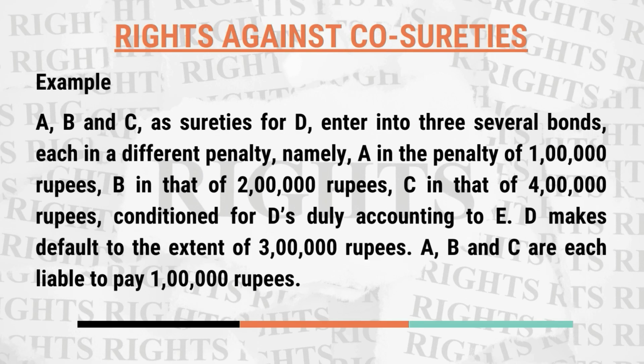Let us understand with an example. A, B and C are sureties for D. They enter into 3 several bonds, each in a different penalty, namely A in the penalty of rupees 1 lakh, B of 2 lakh rupees, C of 4 lakh rupees, conditioned for D's duly accounting to E. Now, D defaults to the extent of 3 lakh.